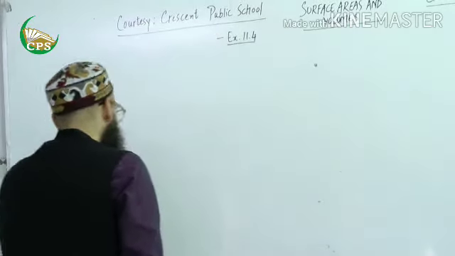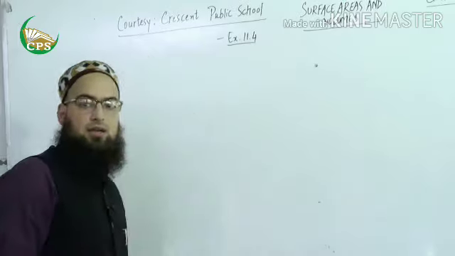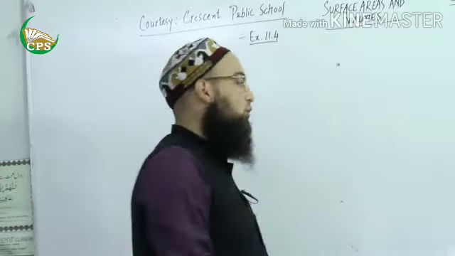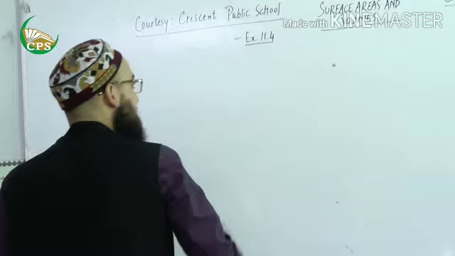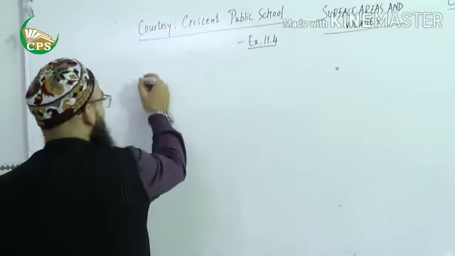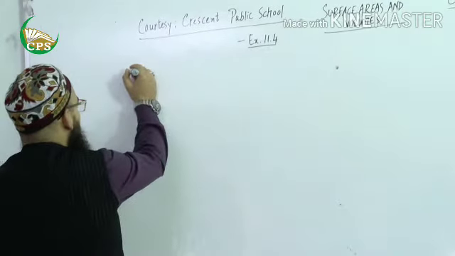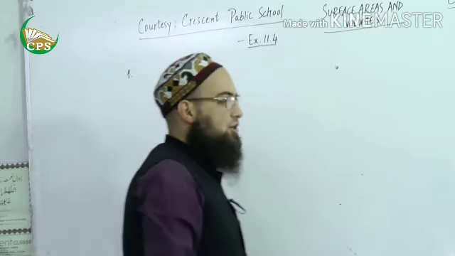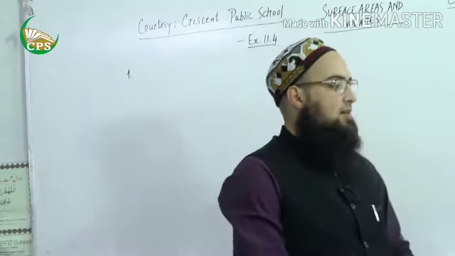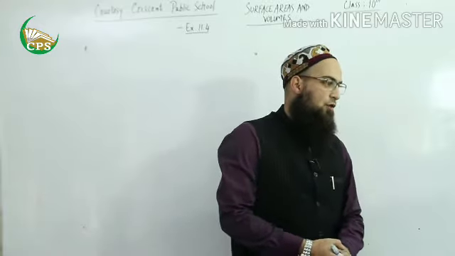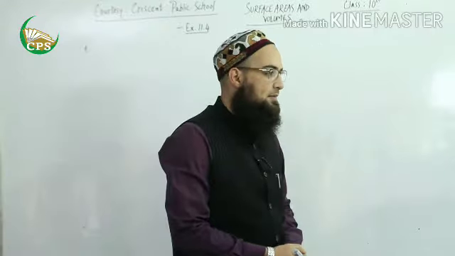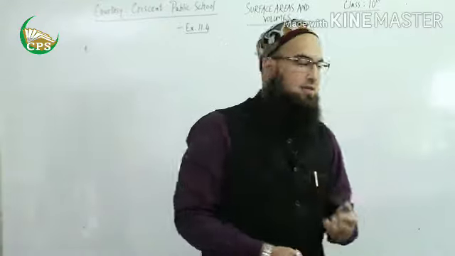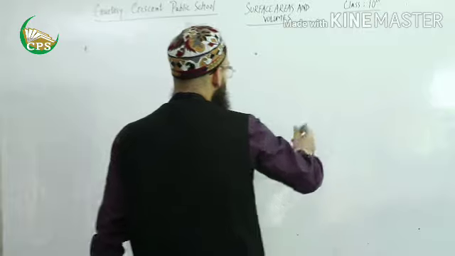Dear students, today we are starting one more exercise 11.4 of surface areas and volumes, class 10th. So let's have question number 1. Question number 1 says a drinking glass is in the shape of a frustum of a cone of height 14 centimeter. We have a drinking glass which is of the shape of a frustum of a cone.